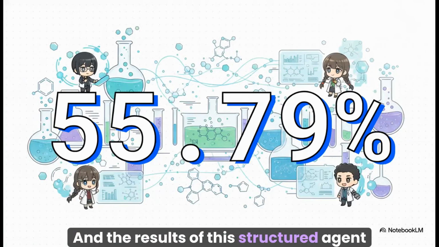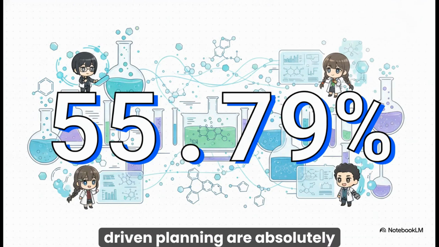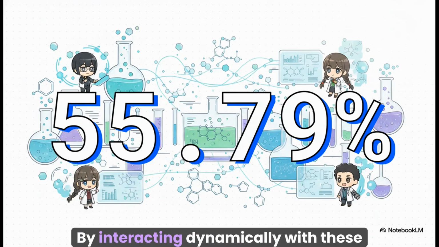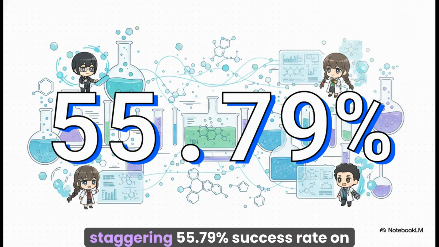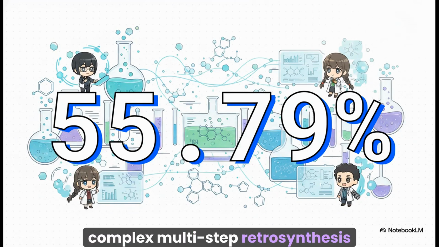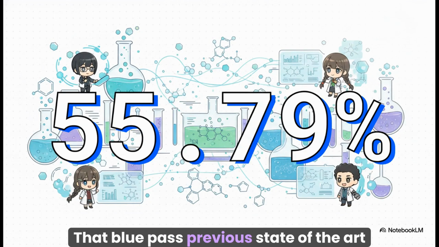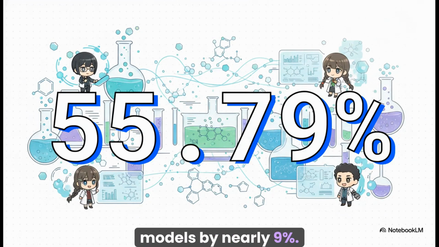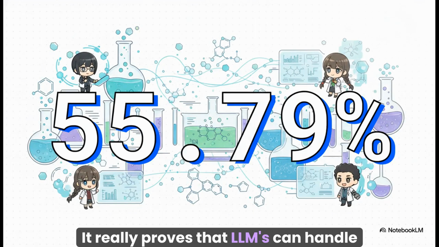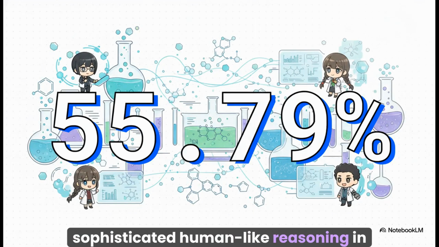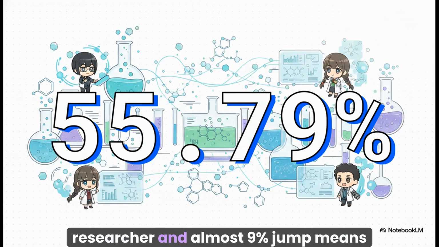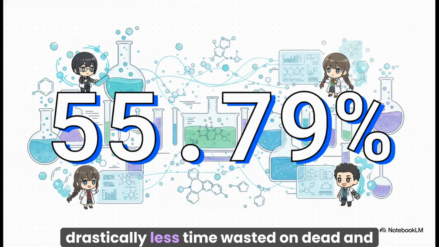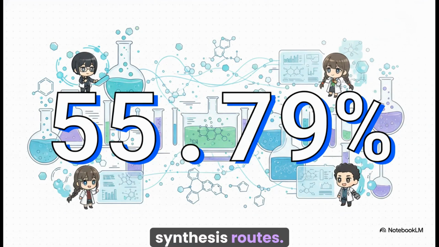And the results of this structured, agent-driven planning are absolutely remarkable. By interacting dynamically with these plug-in tools, Retro-R1 achieves a staggering 55.79% success rate on complex, multi-step retrosynthesis benchmarks. That blew past previous state-of-the-art models by nearly 9%. It really proves that LLMs can handle sophisticated human-like reasoning in chemical discovery when they are properly equipped. And for a professional researcher, an almost 9% jump means drastically less time wasted on dead-end synthesis routes.